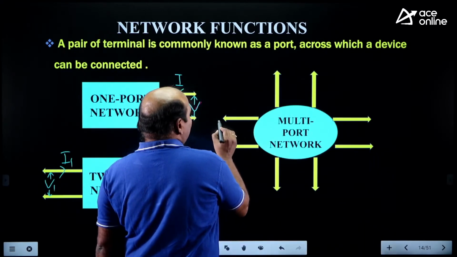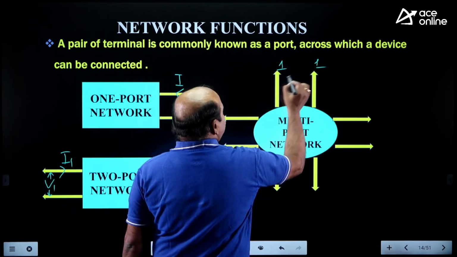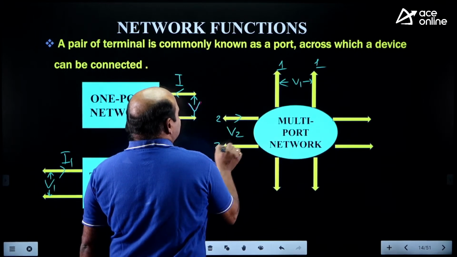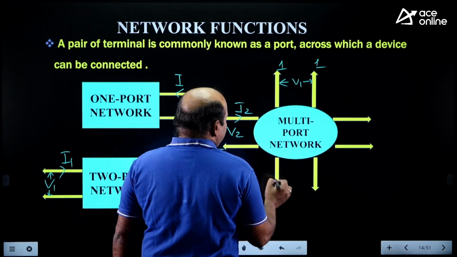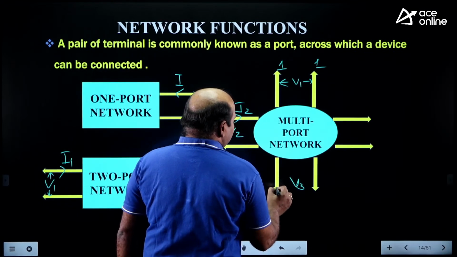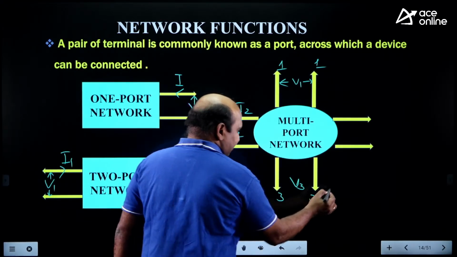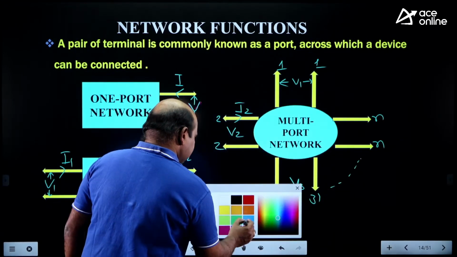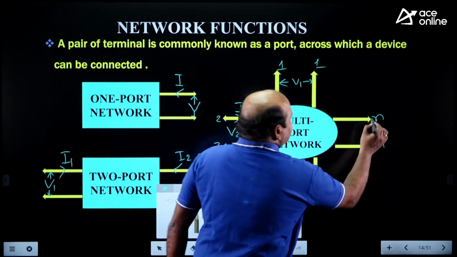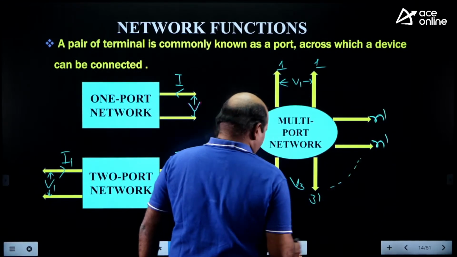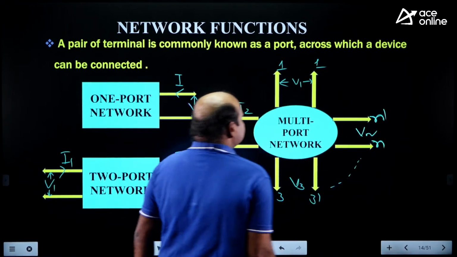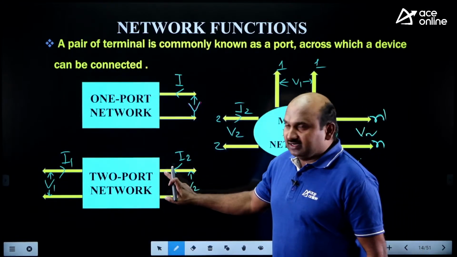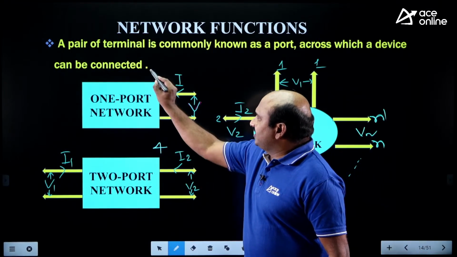Multiple means what? Suppose you take this as 1, 1 dash: V1, I1. This is 2, 2 dash: V2, I2. Like that, V3, nothing but 3, 3 dash. Like that, I can take it for n times, and for n, n dash, this is Vn. This is the n-port network here. Now, how many variables for this one? 4 variables are there. How many variables in the one port?